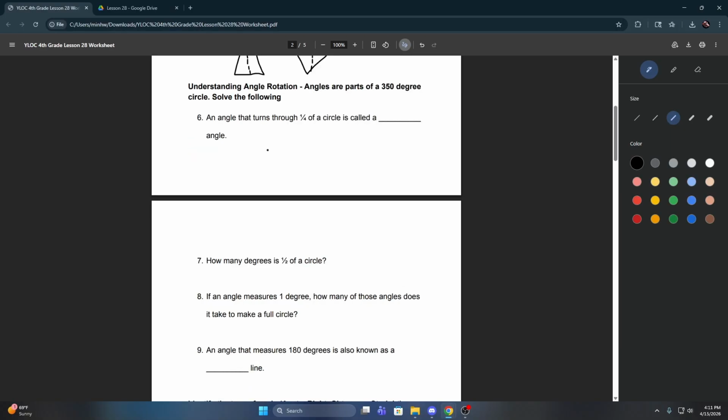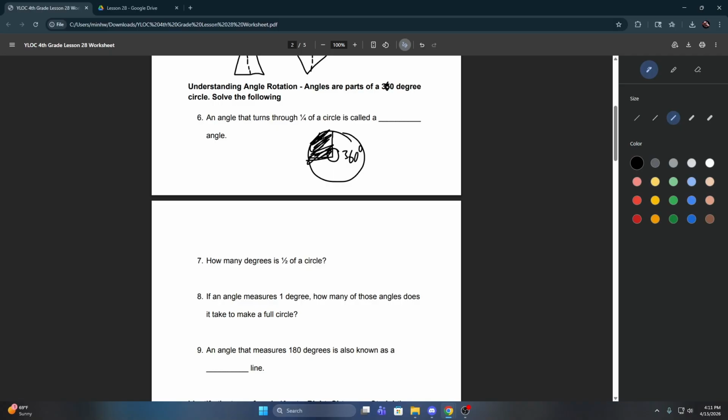Understanding angle rotation. Angles are parts of a 360-degree circle. Circles are always 360 degrees. Solve the following. An angle that turns through 1/4 of a circle is called a blank angle. So now, again, a circle is 360 degrees. That is a full rotation. And it wants 1/4 of it, so it's going to be just a slice of it.